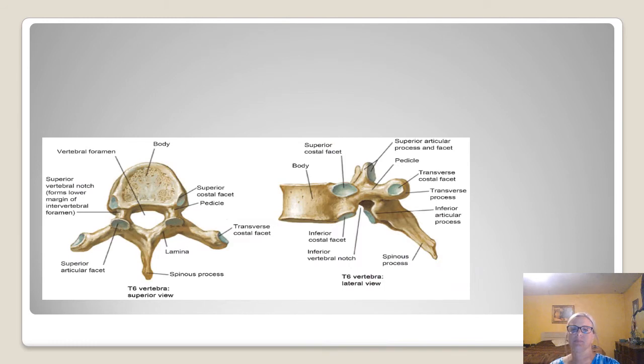So the lumbar vertebrae are the thickest and the heaviest.